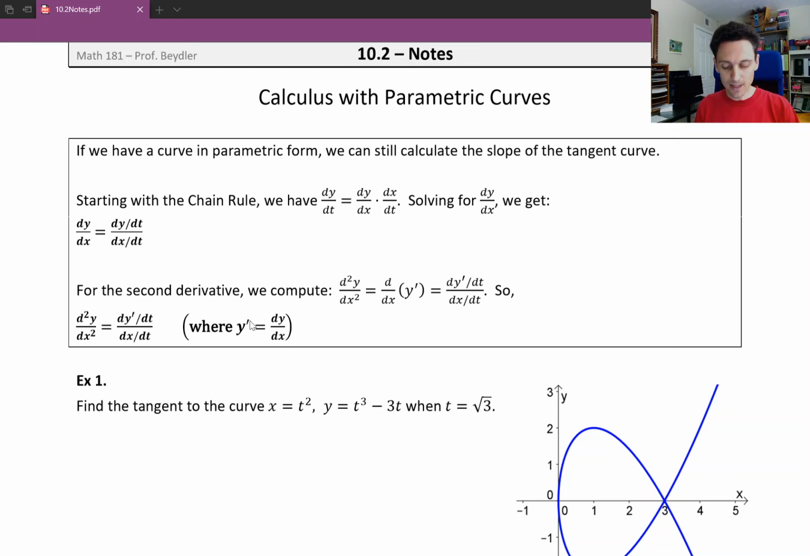Sometimes when you have just that prime notation, you lose whether or not it's a derivative with respect to x, or in this case, maybe with respect to t. Here, the y prime represents dy/dx. So that's where you fill in the first derivative in order to get the second derivative.